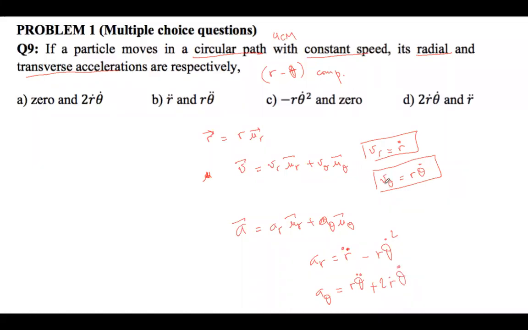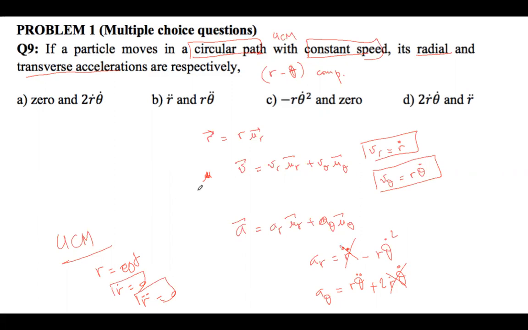Now, if I have a uniform circular motion, like in this case, I'm going through a circular path with a constant speed. Of course, r is constant, meaning r dot is 0. The radius is constant, so r dot is 0. Of course, r double dot is 0. So forget about this part here and this part here, because r dot is 0 and r double dot is 0.